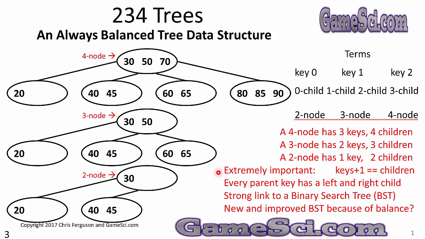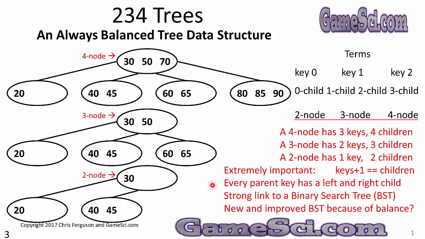It's extremely important. Keys plus 1 equals children. If I have 1 key, that means the node has 2 children. If I'm a non-leaf node with 2 keys, I have 3 children. And a non-leaf node with 3 keys has 4 children. Number of keys plus 1 is the same as the number of children for a non-leaf node. Obviously, leaf nodes have no children. This leaf node here has 0 children.